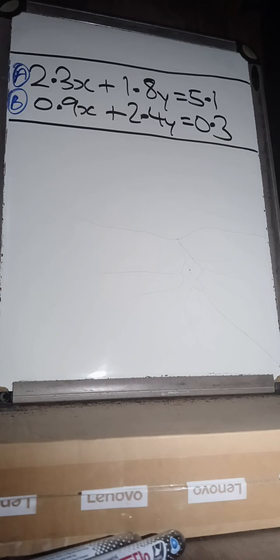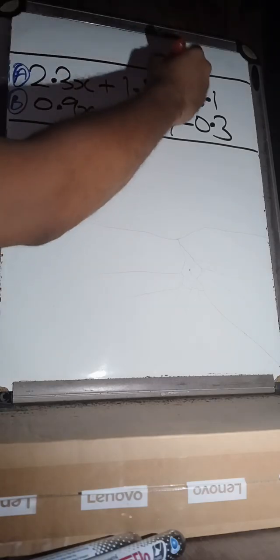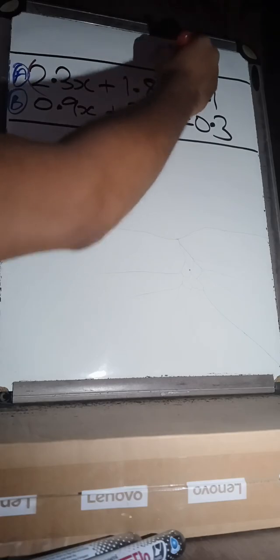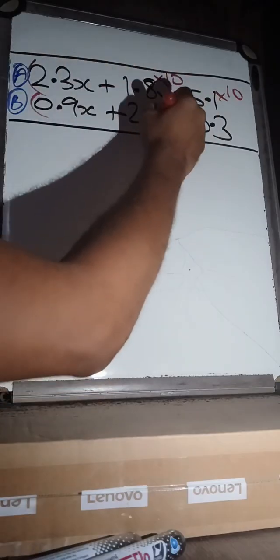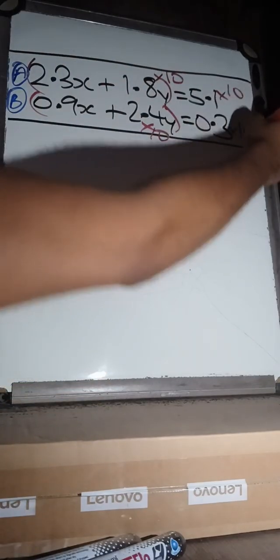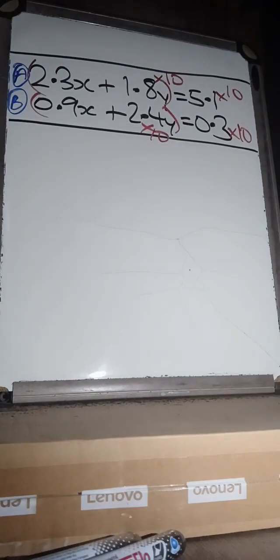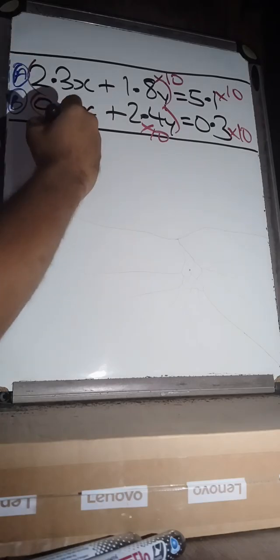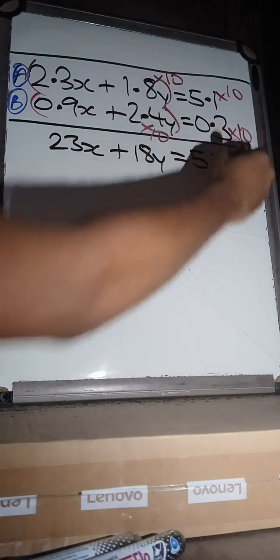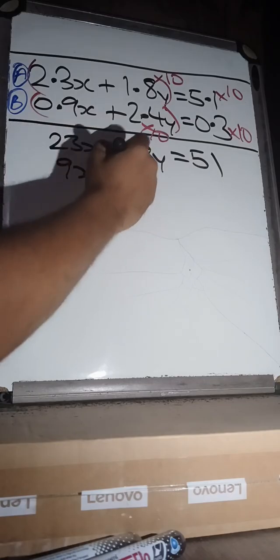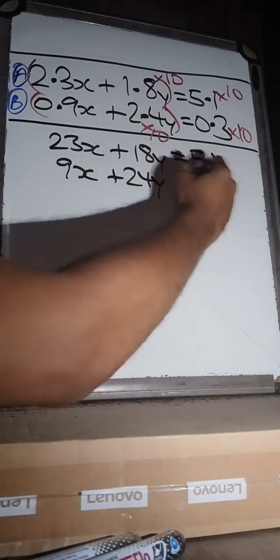Yeah. So we're going to multiply everything by 10. Just multiply everything by 10. We're multiplying all of that by 10, this by 10, all of this by 10, that by 10. So it's going to look like 23x plus 18y equal 51, 9x plus 24y equal 3.